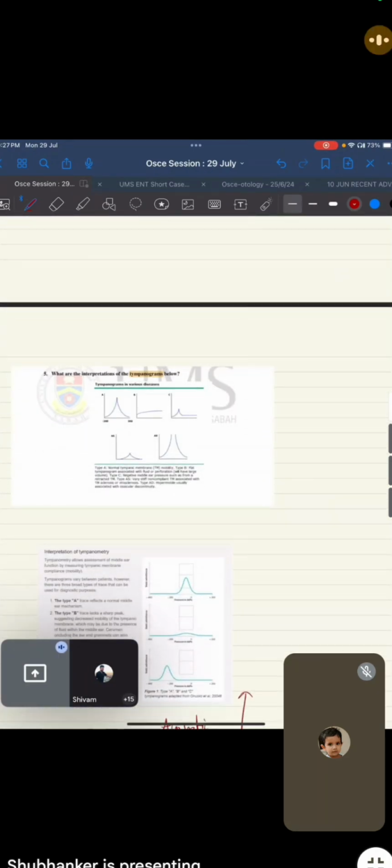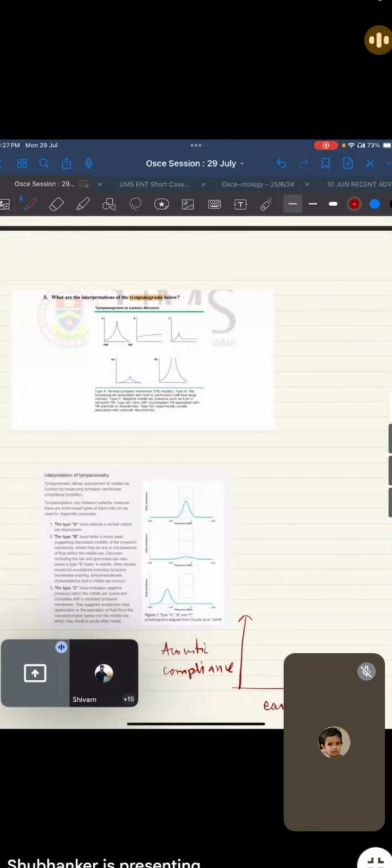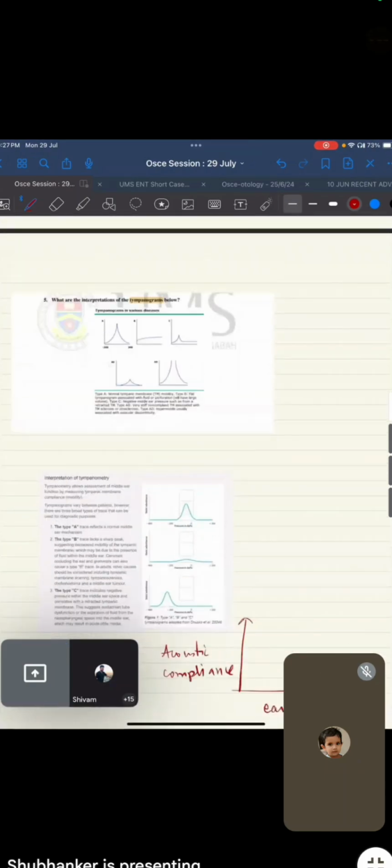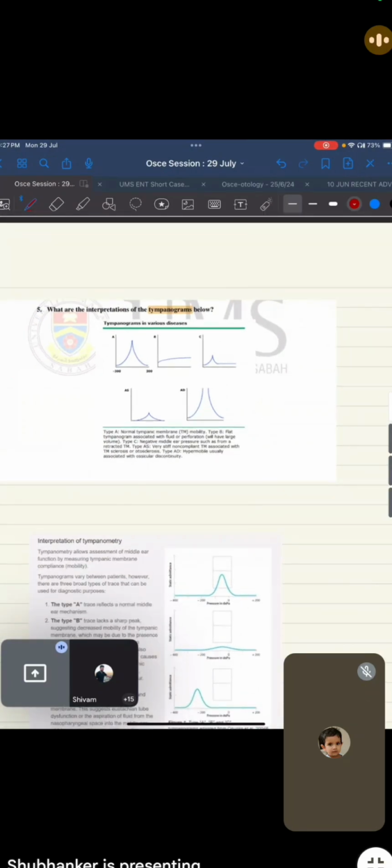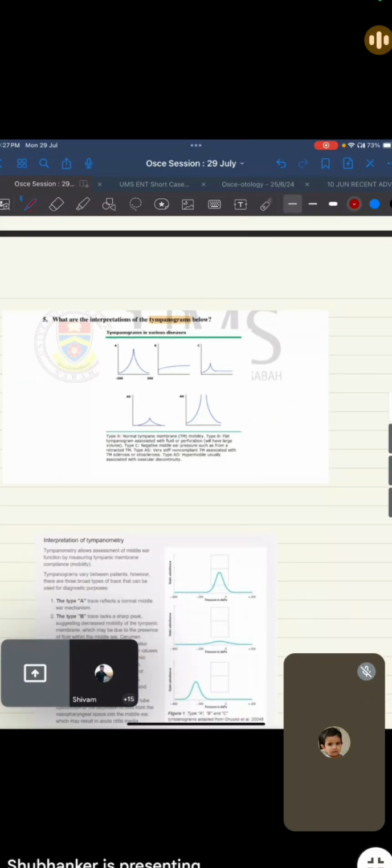Now coming to this: what is the name of the classification for this tympanogram? We all remember this. I'm not interested in these 5 graphs; everybody knows what A, B, C, AS and AD are. Two questions over here. What is the name of this classification? The name is Jerger classification. And second, what are the axes? What is the X axis, what is the Y axis?